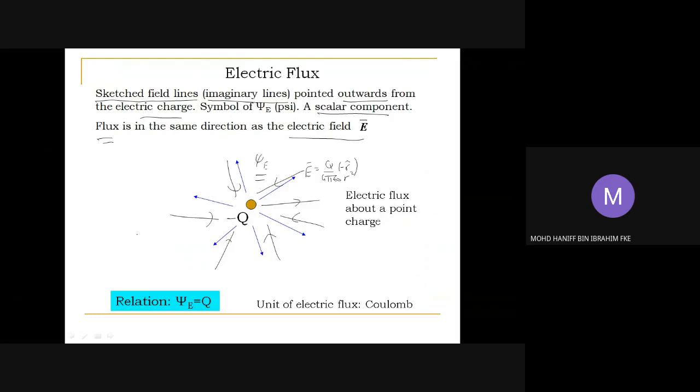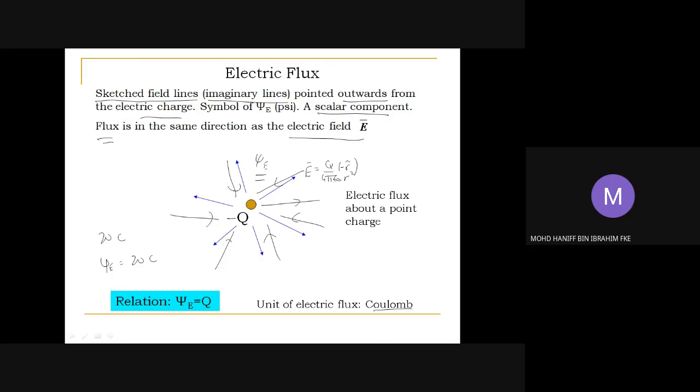Another concept that needs to be understood is that the electric flux has the same magnitude as the charge Q. For instance, if your point charge has a 20 Coulomb charge magnitude, the flux produced by this point charge will also equal 20 Coulomb of flux. That's why the unit of flux is similar to the unit of charge, which is Coulomb.